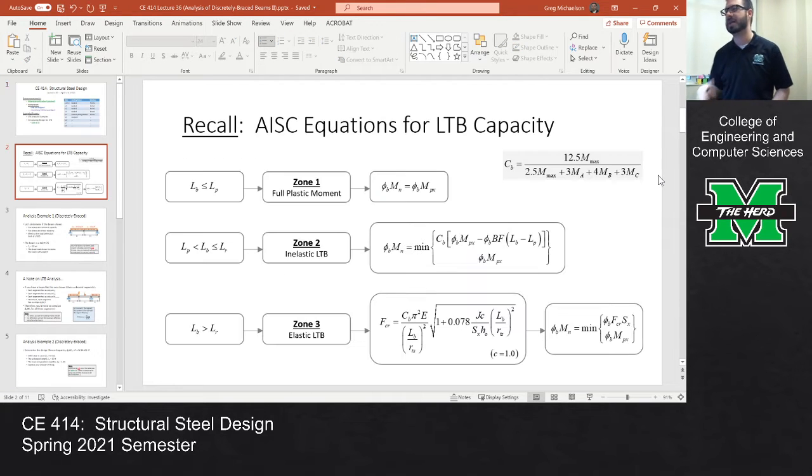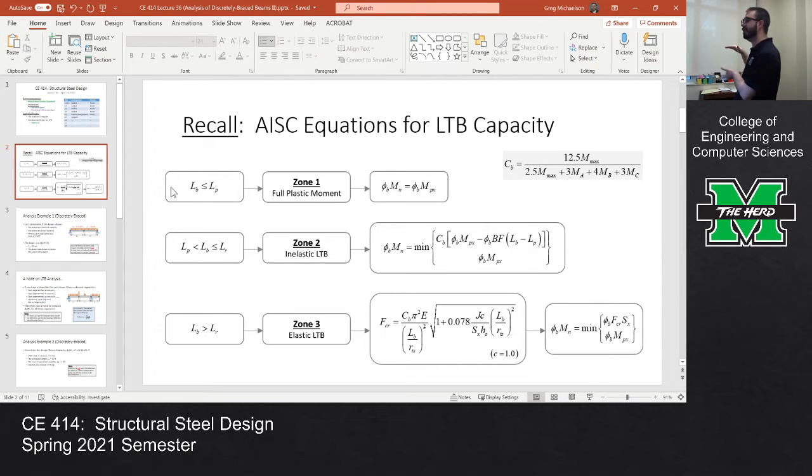I'm not going to spend too much time in the PowerPoint because we're going to go back to the example that we did. I just want to make sure that everybody recalls our process for determining LTB capacity. Remember, we first have to identify whether we're in zone 1, zone 2, or zone 3. That's a function of our unbraced length, the distance between the braces, and whether that's less than or bigger than Lp or Lr. The Lp and the Lr are the 2 anchor points. If you're less than Lp, you're in zone 1. If you're between Lp and Lr, you're in zone 2. And if you're bigger than Lr, you're in zone 3.